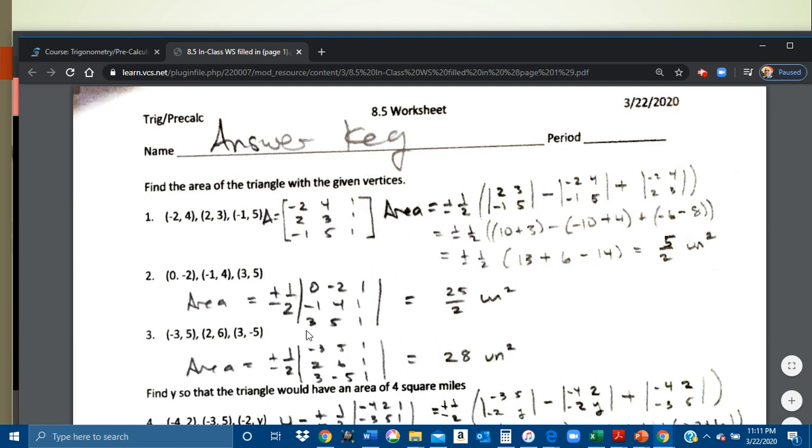If I wanted to do it the easy way, I could plug this into my calculator, find the determinant, and take half of it. So the determinant of this is 25. Half of that would be 25 halves. If I did this one, it turns out to be 56. Take half of 56 equals 28 units squared.